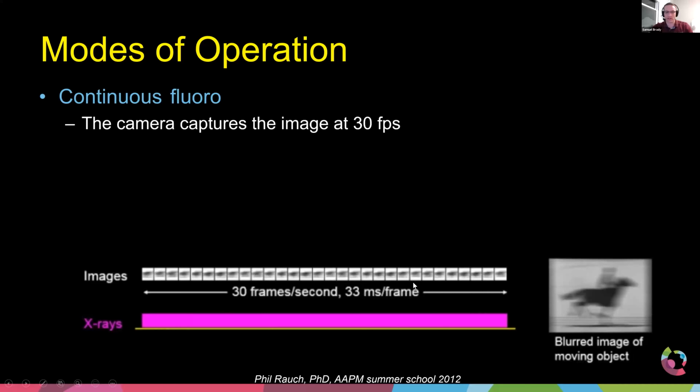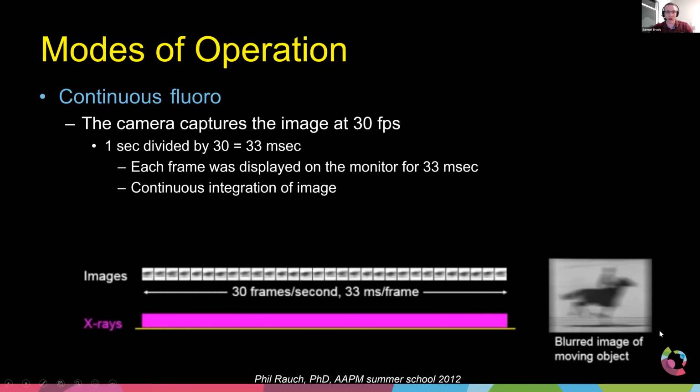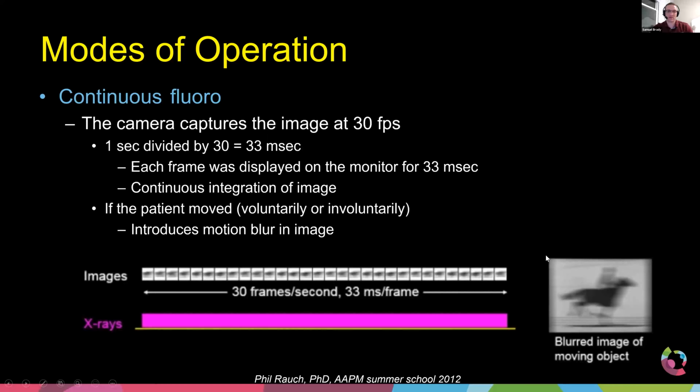You acquired these 30 frames per second, spaced each of them 33 milliseconds per frame, and the effect was a blurry image. Why was it blurry? Because the patient is moving. There's motion. So if there's motion, that motion is being blurred out over 33 milliseconds.